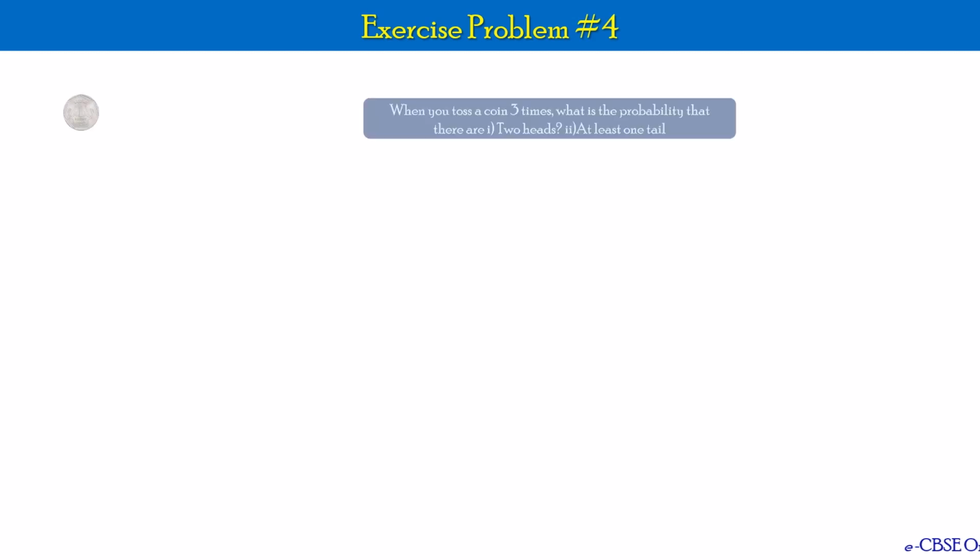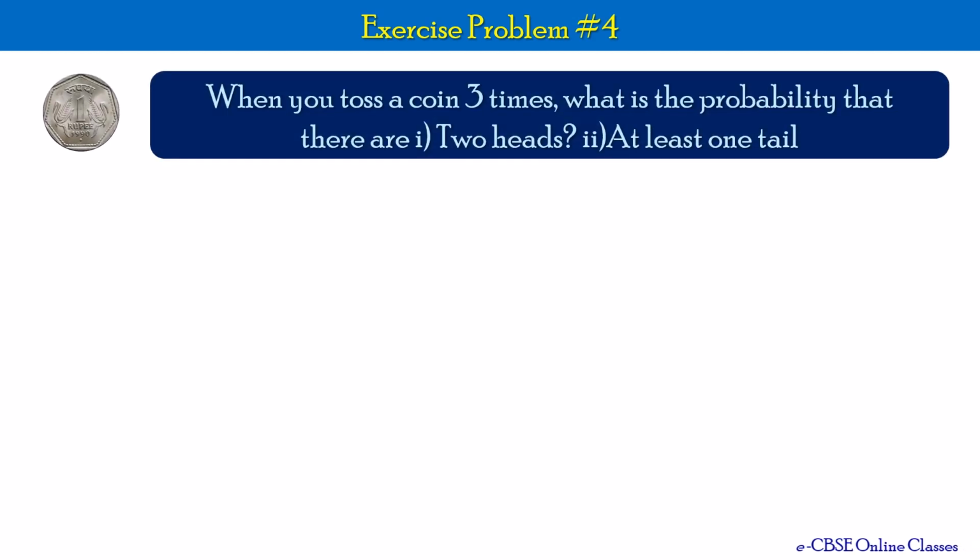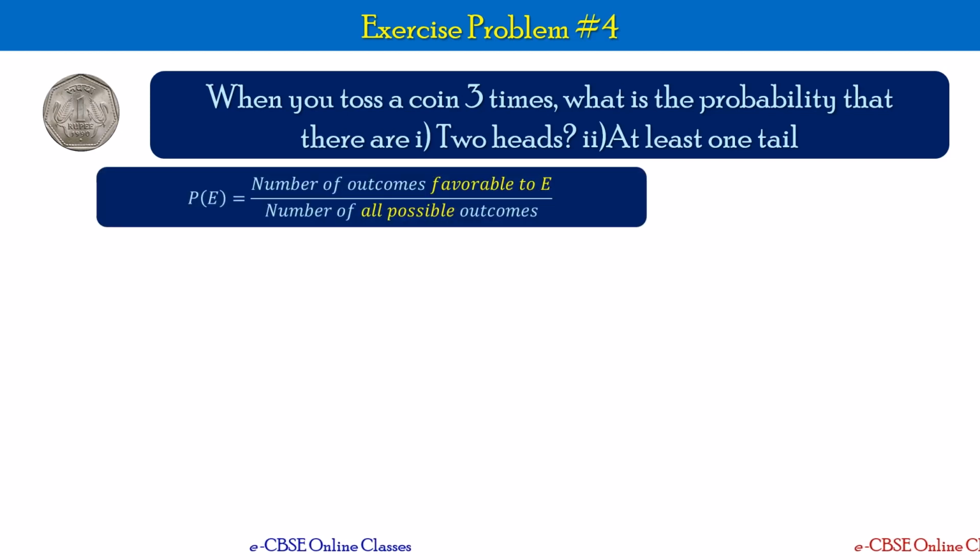Now let's work on another problem here. Exercise problem number 4. When you toss a coin 3 times, what is the probability that there are, the first part of the problem is 2 heads and the second is at least 1 tail. Okay. Now the probability definition is number of outcomes favorable to E divided by number of all possible outcomes, correct?